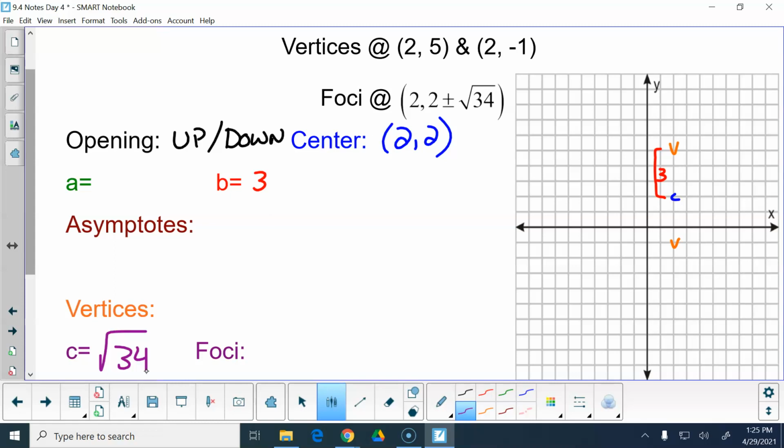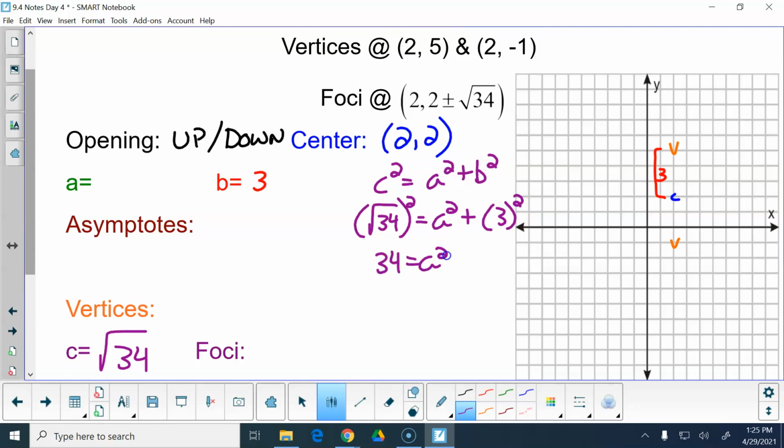Now what do you got, William? And to find A, how? C squared would be 34, and you would subtract 9 to get A squared, which is 25, and then to get A, you just take the square root of 25. So 34 equals A squared plus 9. So 25 is A squared, so A is 5. Love it.